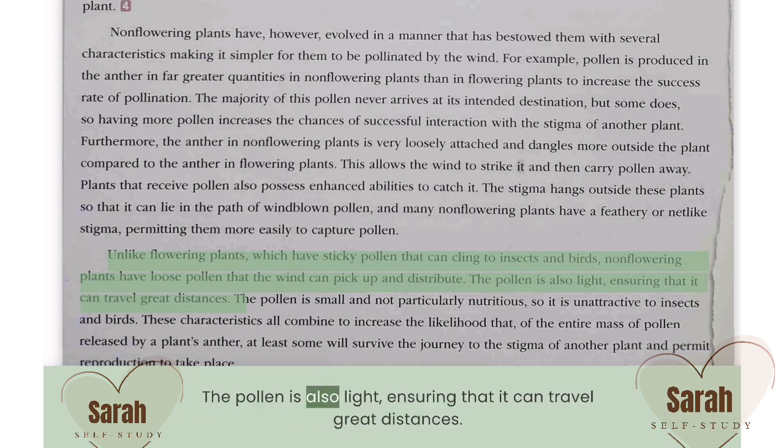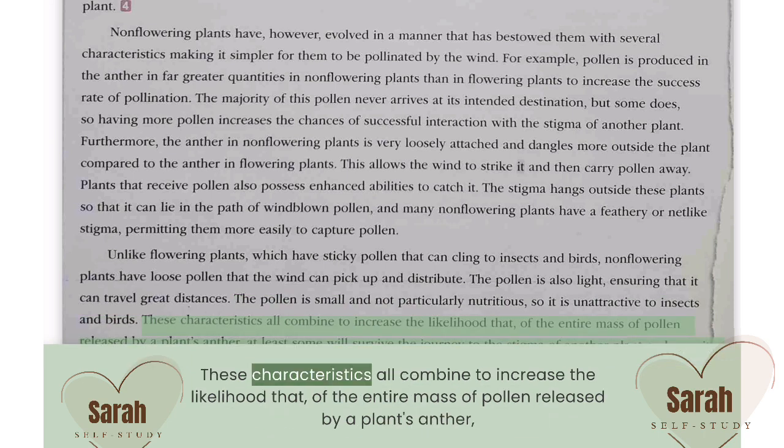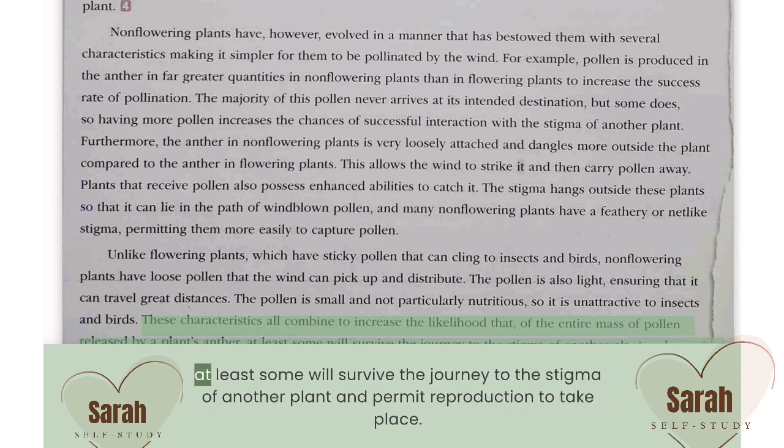The pollen is also light, ensuring that it can travel great distances. The pollen is small and not particularly nutritious, so it is unattractive to insects and birds. These characteristics all combine to increase the likelihood that, of the entire mass of pollen released by a plant's anther, at least some will survive the journey to the stigma of another plant and permit reproduction to take place.